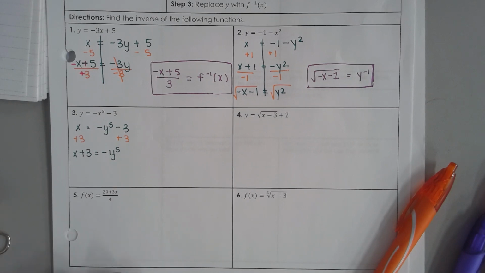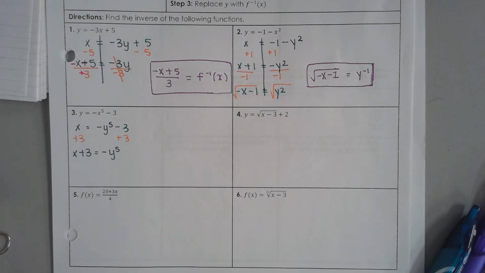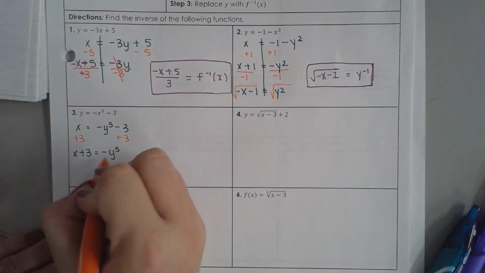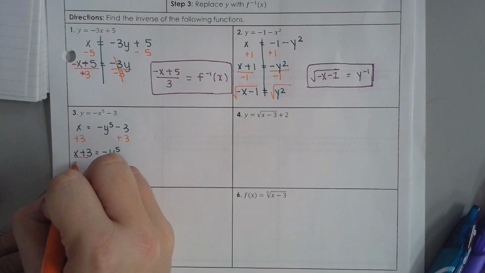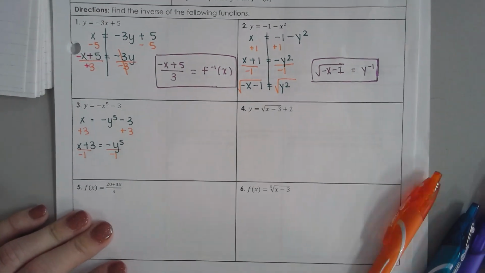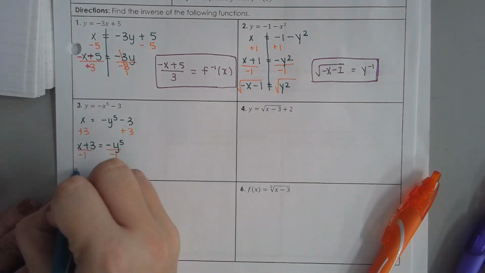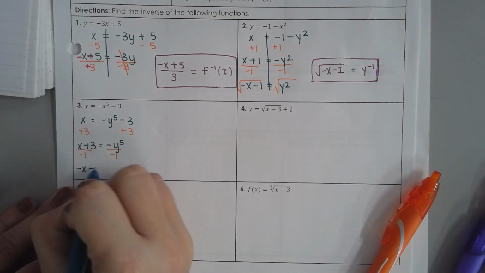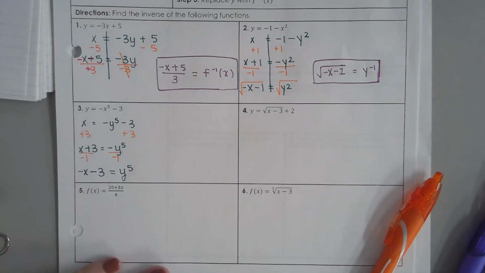Haley, what do you think I do next? Very similar to what I did in number 2. Divide by negative 1. Yep, because there's a negative in front of that y. Got to get rid of it. So this becomes negative x minus 3 equals y to the 5th.